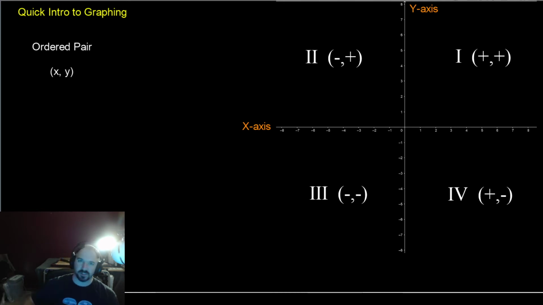The quadrants starting in the upper right are 1, and then going around counterclockwise 2, 3, 4. The signs of the different values change with each quadrant, so sometimes it's very handy to know which quadrant they're in because it tells you something about their sign.